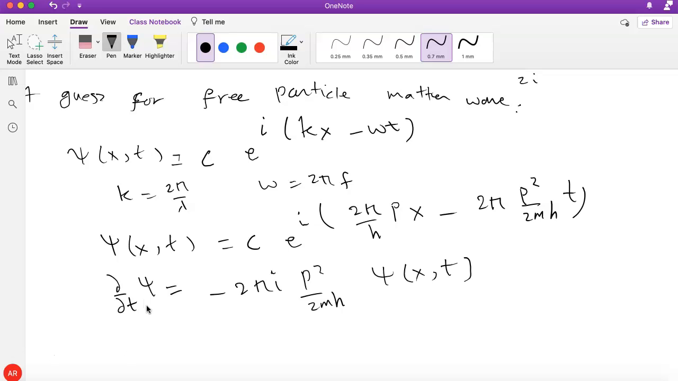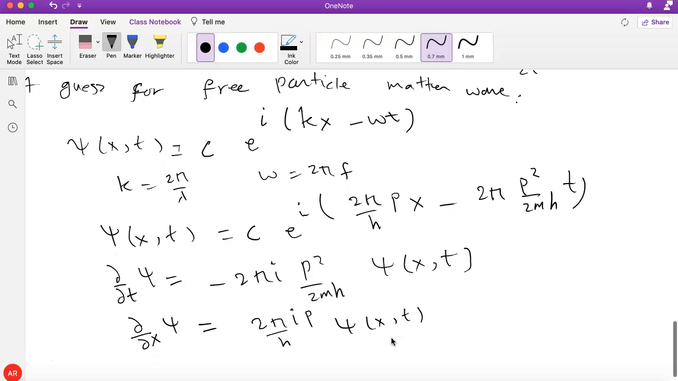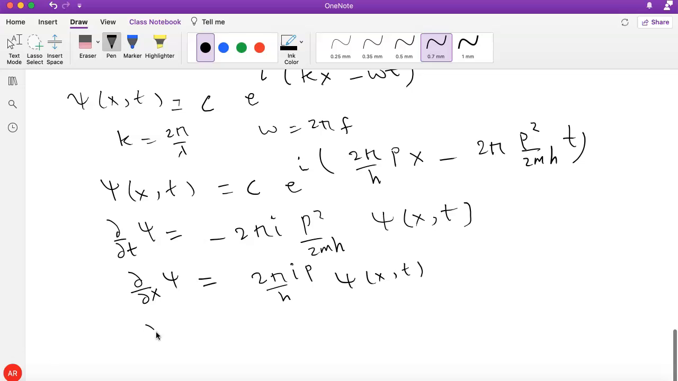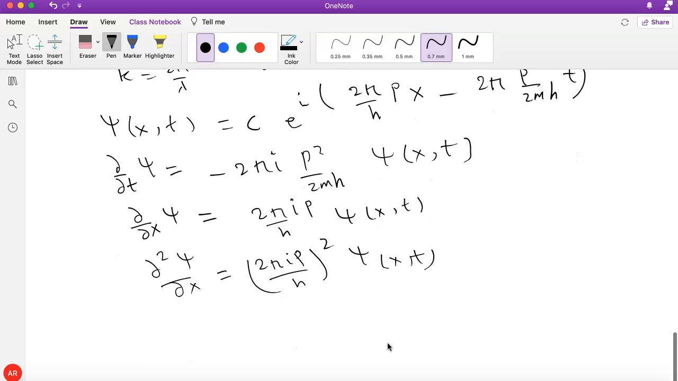Okay, so let's now do this slowly. If I take one derivative with respect to x, the coefficient of x in the argument of the exponential is 2 pi i p over h. I bring that down, and then what remains is the rest. Now if I take another derivative, the second derivative of this expression with respect to position, I get one more of these factors. So it's going to be 2 pi i p over h quantity squared times psi.